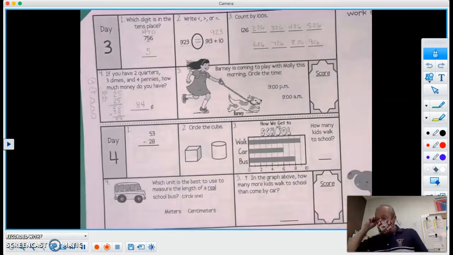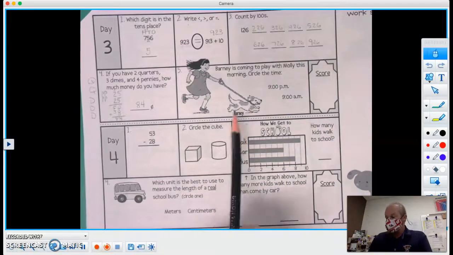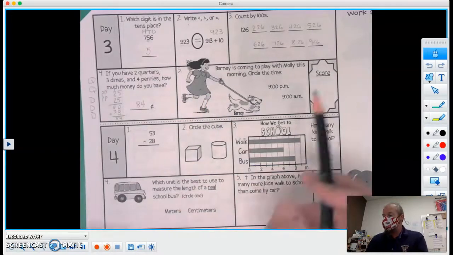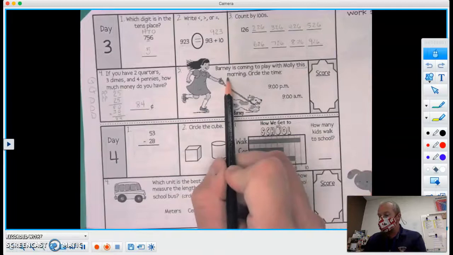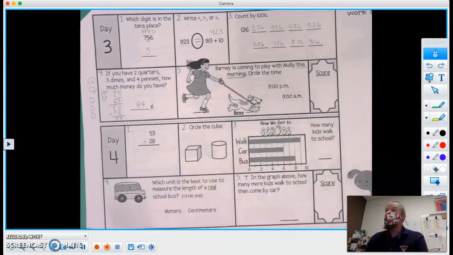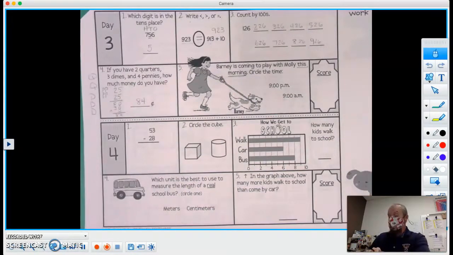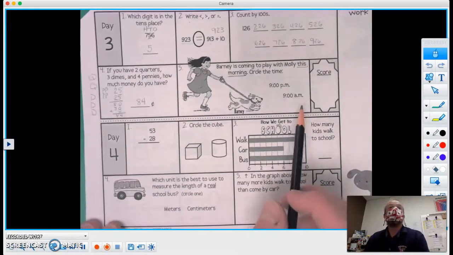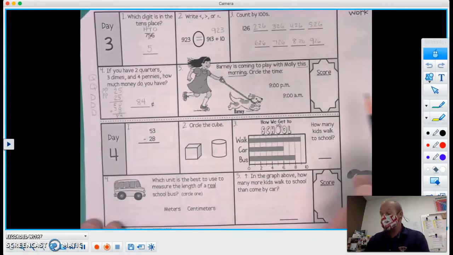Okay, Barney is coming to play with Molly this morning. Circle the time. The dog is Barney. The girl is Molly. Well, it says this morning. So just about in 45 minutes from when we're doing this would be 9 o'clock a.m. or p.m.? 9 o'clock a.m.